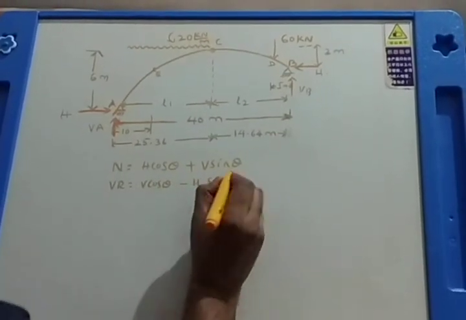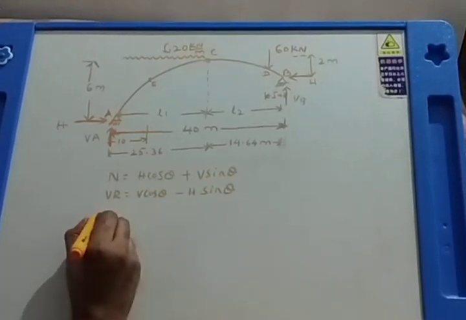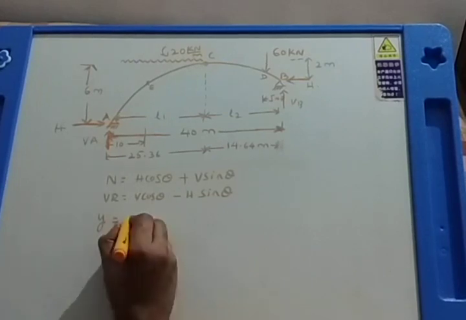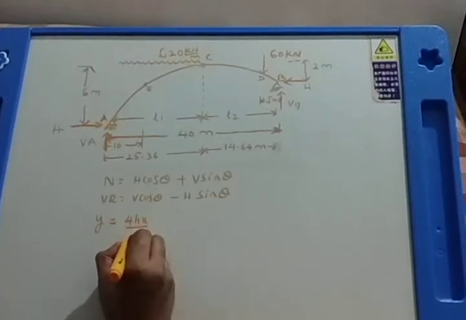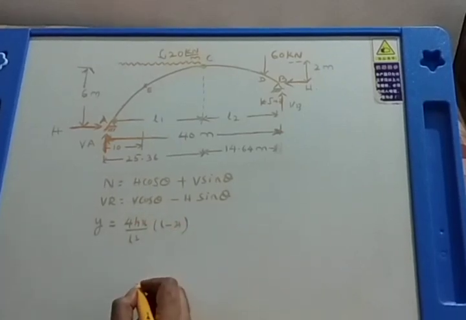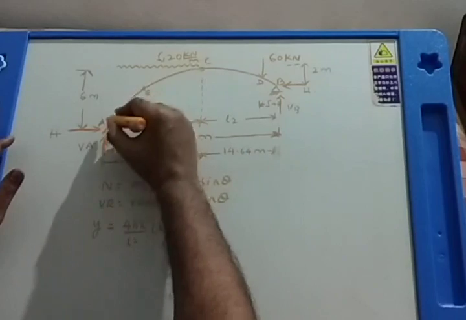We have already found out the value of H. We need to find out the value of theta and D. For finding out the value of theta, we should know the equation of the parabola: y is equal to 4hx upon L square into (L minus x), where L is the entire span of the arch. That means it is not the arch AB.